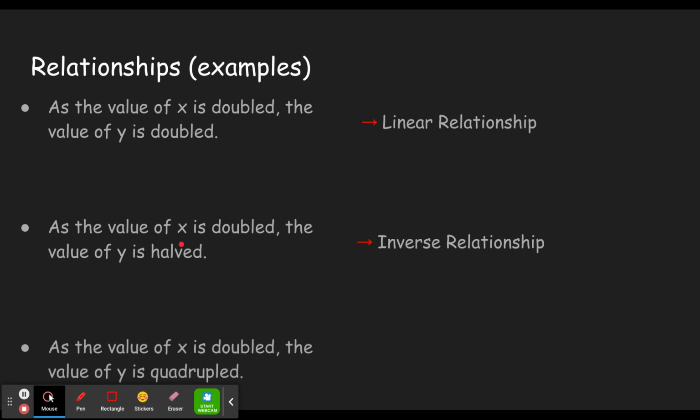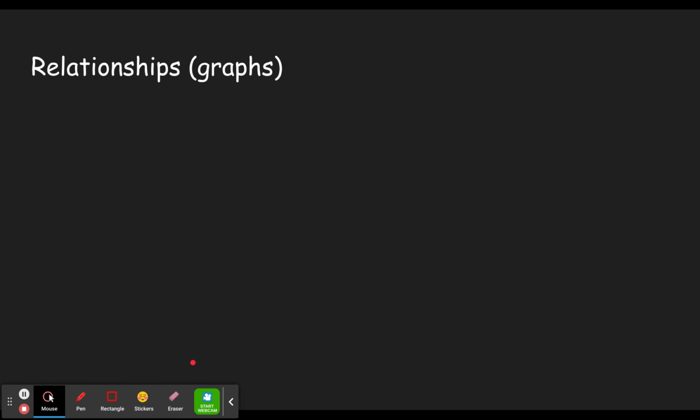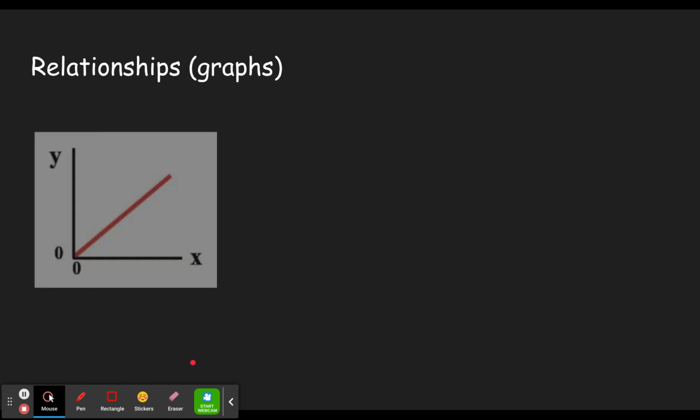Finally, as the value of x is doubled, the value of y is quadrupled. In other words, times 2 gives times the square of 2. So it's going to be the one is the square of the other. That is quadratic. When we have x squared terms, those are quadratic relationships. All right, so you'll see one of those in every single problem, and it's either going to be linear, inverse, or quadratic. Then you'll also see a graph on each problem.